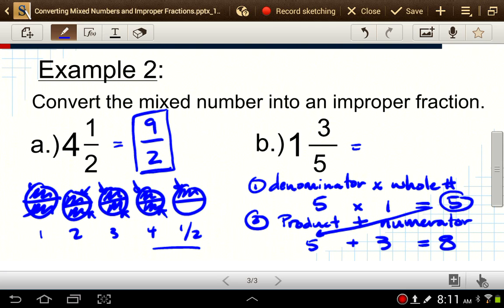So that means that I have 8 pieces. My denominator is going to stay the same. I still have my whole amounts broken into fifths, so my improper fraction is 8/5. And I know it's improper because my numerator is larger than my denominator. Any fraction that's written in fraction form, not mixed number form, that is greater than 1, that's an improper fraction.